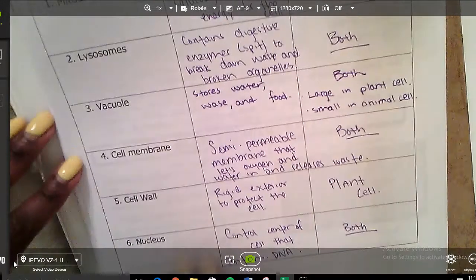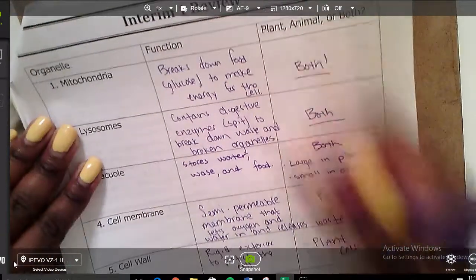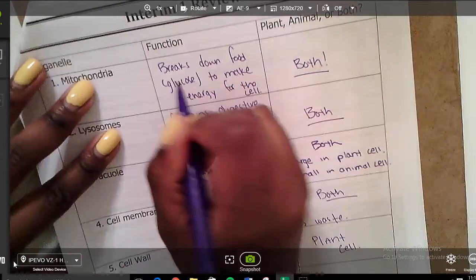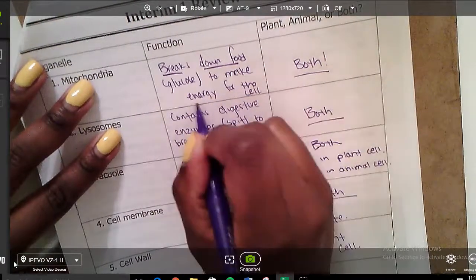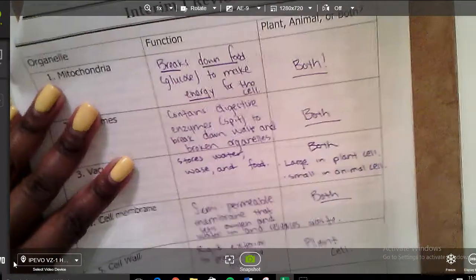Let's go ahead and turn the page. Here we have some college notes for you to jot down. Again, you're going to need to pause the video here to make sure you get everything down. Mitochondria breaks down food to make energy. It is going to be found in both the plant and animal cell.